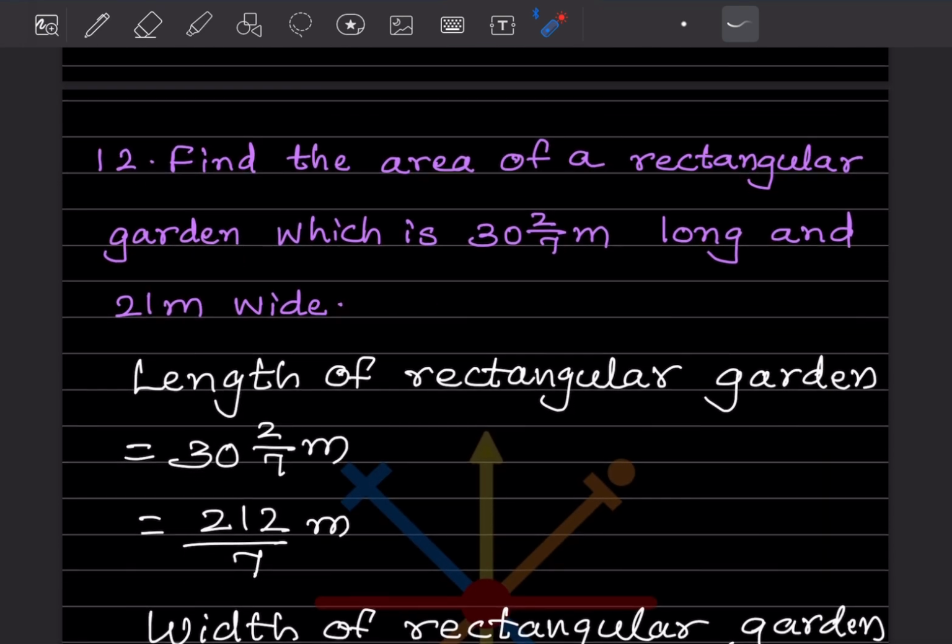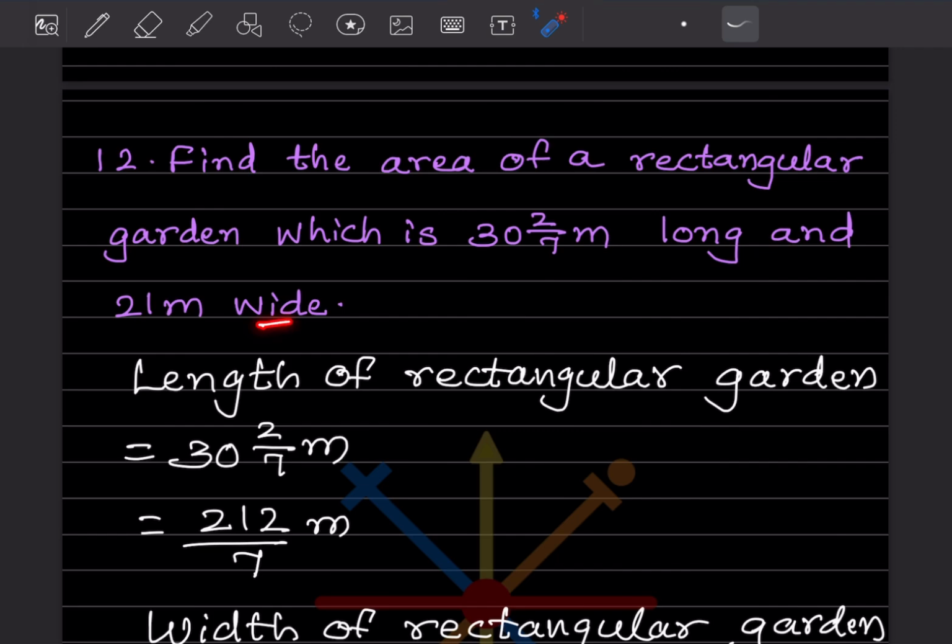Find the area of a rectangular garden which is 30 integers 2 by 7 meter long and 21 meter wide. So let us write the given things first. Length of the rectangular garden is 30 integers 2 by 7. Because this is a mixed fraction, you are going to write it as improper. So that will be 210 plus 2, that is going to be 212 by 7 meter.